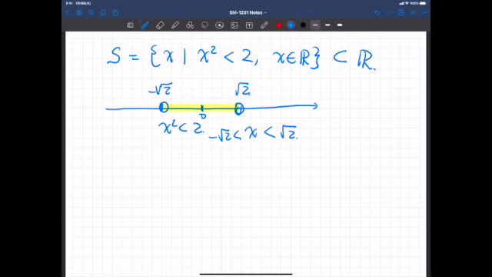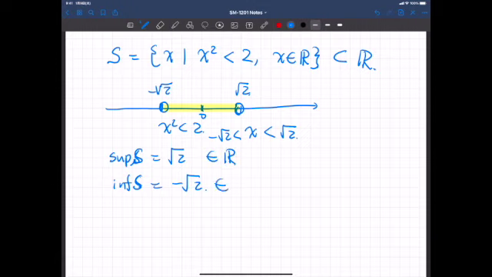Okay. Now, what's the supremum? This is square root of 2, and infimum is negative square root of 2. And of course, these numbers are also elements of real numbers.